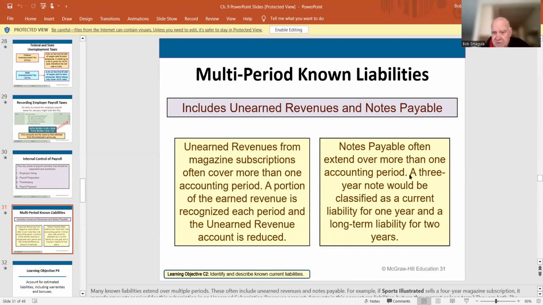Notes payable often extend over more than one accounting period. A 3-year note would be classified as a current liability for 1 year, long-term liability for 2 years. You borrow $3 million today, you're going to credit current liability for $1 million, credit long-term liability for $2 million, and then collect your cash, debit cash.